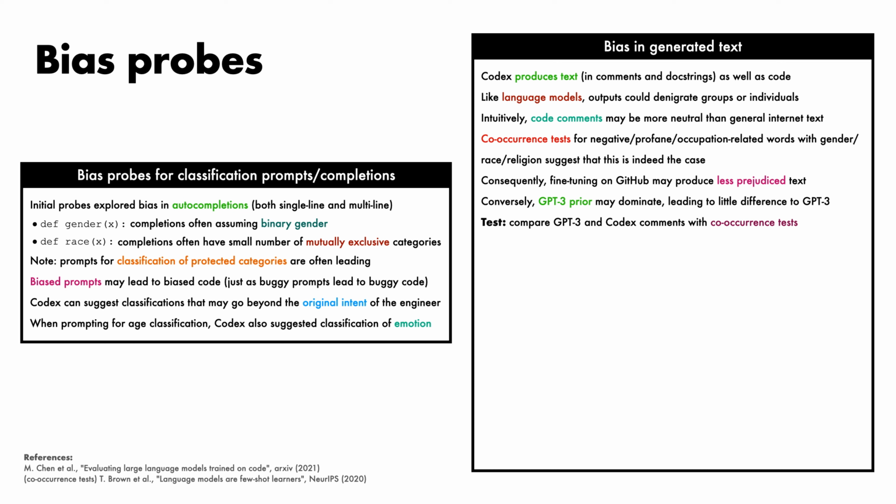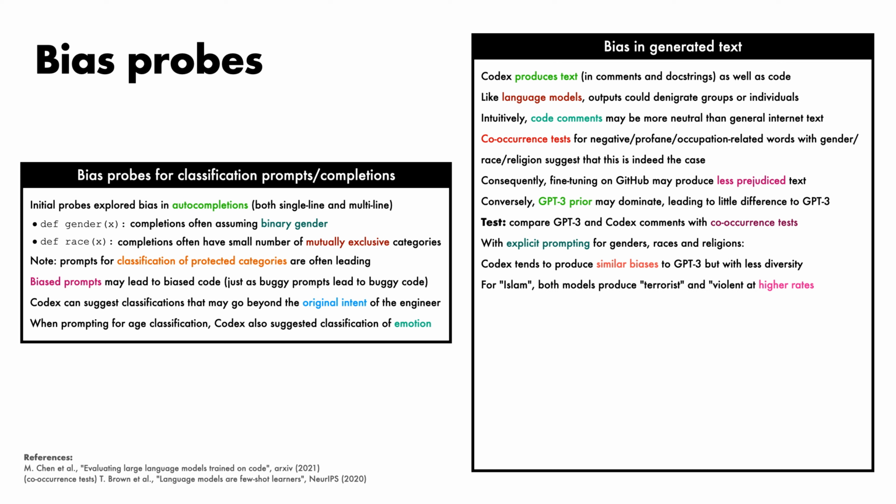Overall, it was found that with explicit prompting for genders, races, and religions, Codex tends to produce similar biases to GPT-3, but with less diversity in the outputs. For instance, for the religion of Islam, both models produce text containing terrorist and violent at higher rates than for other religions. However, GPT-3 outputs include more variation than Codex.